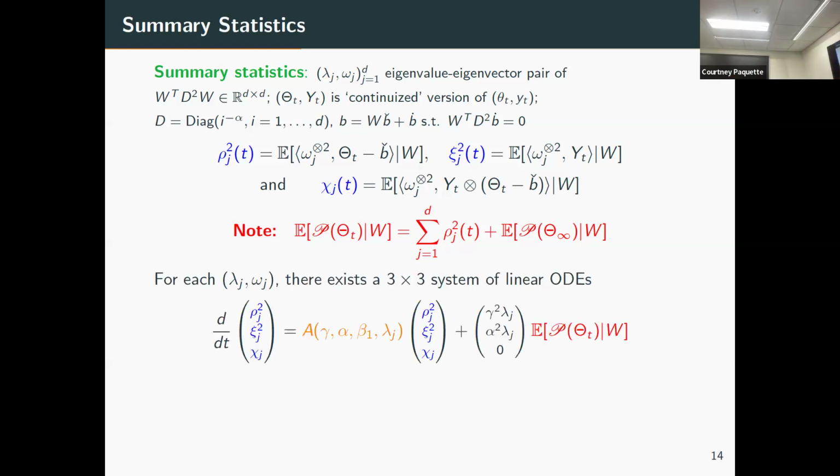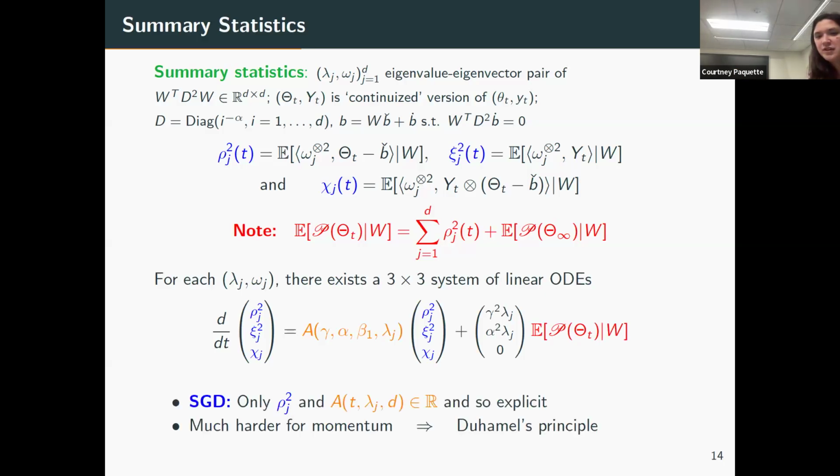So what you get is that for each eigenvalue eigenvector pair, you get a 3x3 system of linear ODEs, which is nice. They're coupled, but only very lightly, through this term right here, which is just the loss itself. With SGD, you would just have rho, and so your A is an R, and you can solve that because it's just a 1-dimensional linear ODE system. For momentum, it's way harder, but you still have Duhamel's principle, so you can still solve it, sort of.